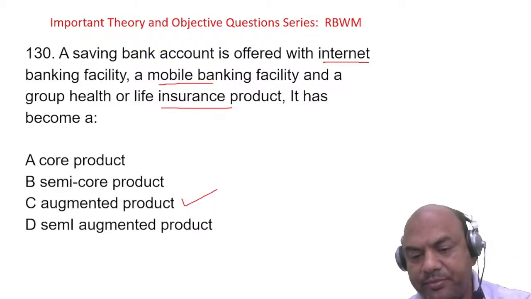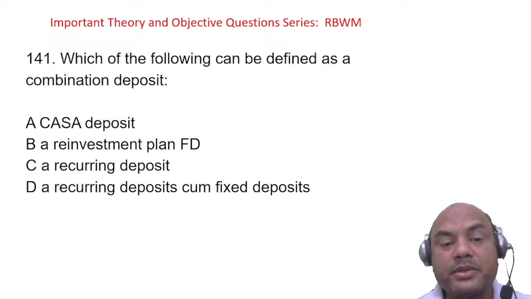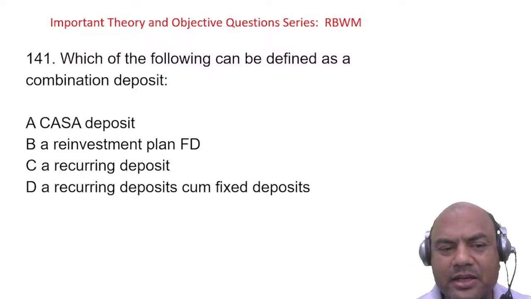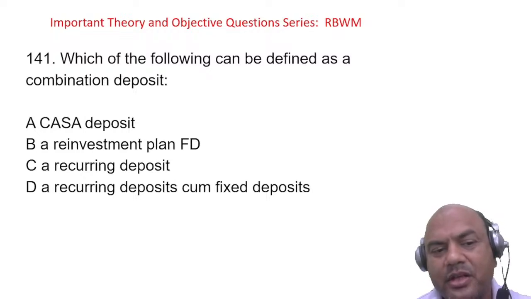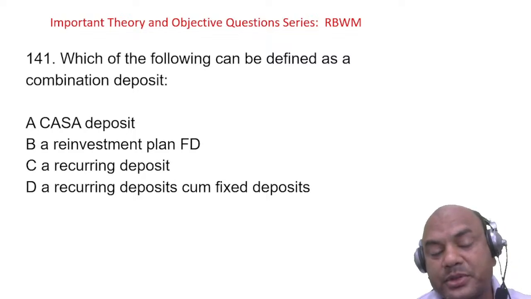One second. Yeah. Which of the following can be defined as a combination deposit? Now this is again the sort of that only. Combination deposit. CASA deposit means augmented sort. A reinvestment FD. A recurring deposit. A recurring deposit cum fixed deposit.